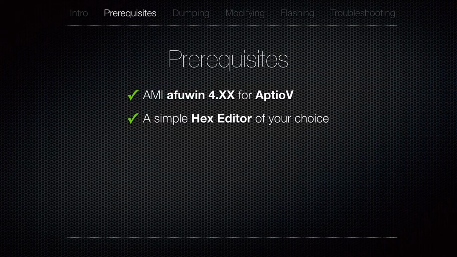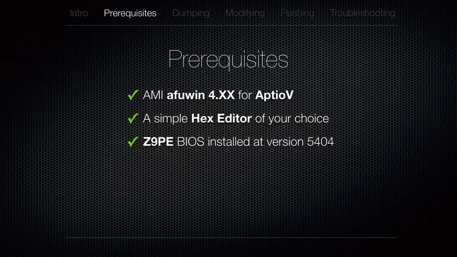You will also need a basic hex editor which can open, search and save. In my case, I use a program called HxD, which is a freeware editor for Windows. Some users report that version 5404 is unlockable. If you are on a lower version, please update. You need a tool called UEFI Tool. This handy tool by CodeRush enables you to modify your BIOS. Just search it on the internet.